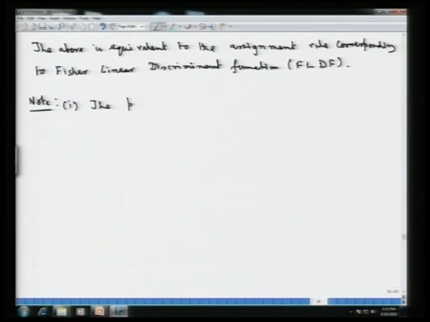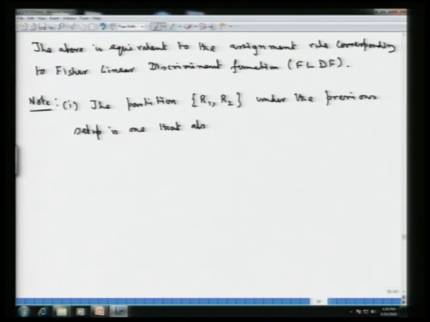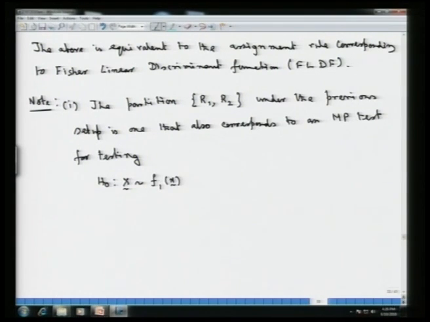Now, we say that the partition R1, R2 that we have got under the previous setup is one that also corresponds to an MP test for testing the following null hypothesis H naught, that x, the random vector, follows a distribution which has density f1(x). This is to be tested against an alternate hypothesis, say HA, that x is following f2(x).